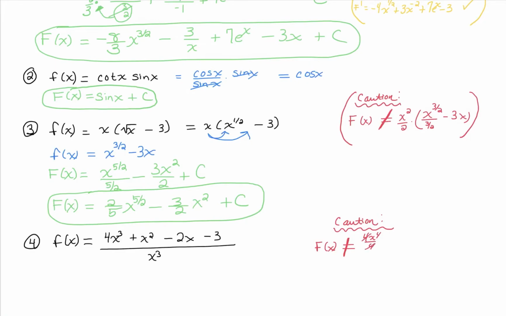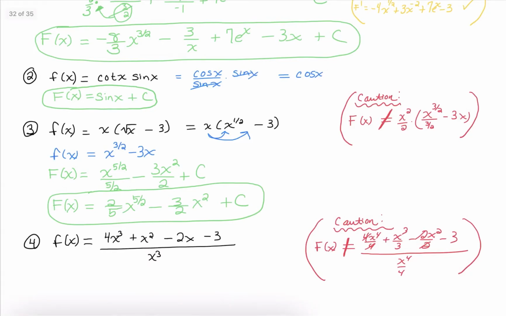So x to the 4th over 4, I guess it's plus, x cubed over 3 minus 2x squared over 2 minus 3x, all divided by x to the 4th over 4. Okay, you cannot take an antiderivative of either a quotient or a product, like in number 3, as the product or the quotient of the antiderivatives. So don't fall into that kind of error.